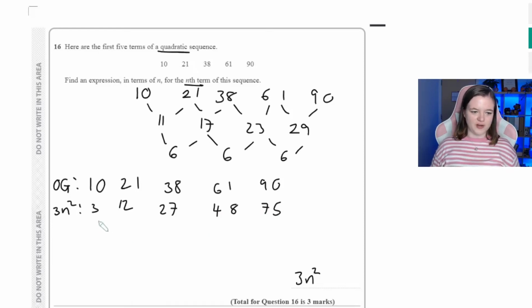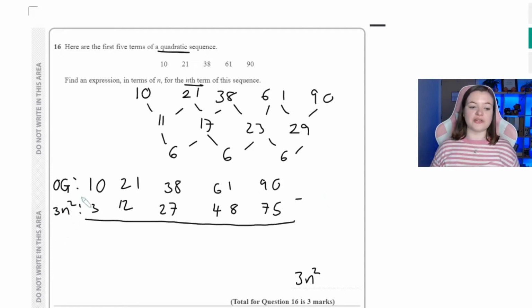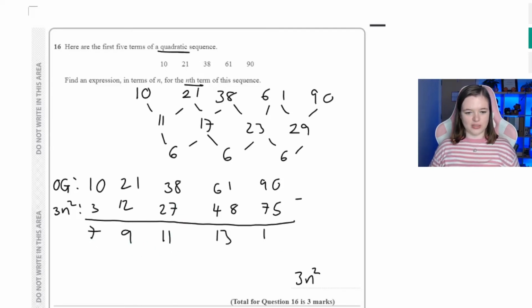Okay, then what we're going to do is subtract, so take out the 3n squared, take out the quadratic bit, so we're just left with the linear expression. So 10 take 3, that's 7. 21 take 12, that's 9. 38 take 27, that's 11. You might notice a pattern here, it's going to be a pattern.